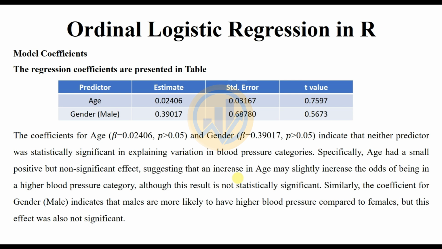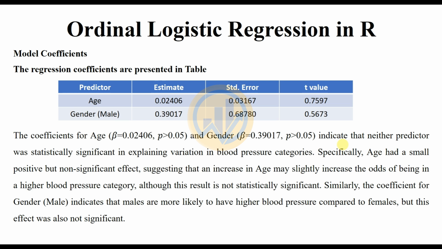Model coefficients. The regression coefficients are presented in the table below. The predictor, estimated value, standard error and t-value are presented in the model coefficients table. The coefficient for age is 0.02, and for gender the estimated value is 0.39. The t-values indicate that neither predictor was statistically significant in explaining variation in blood pressure category.